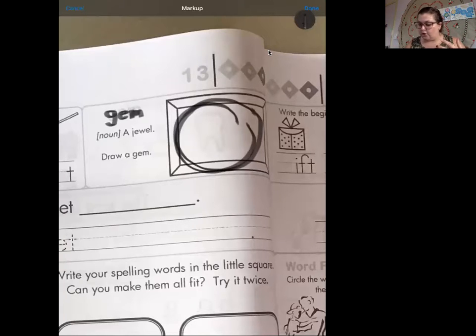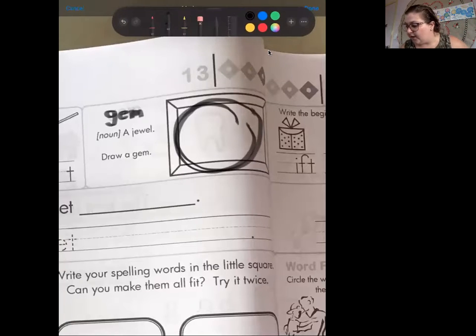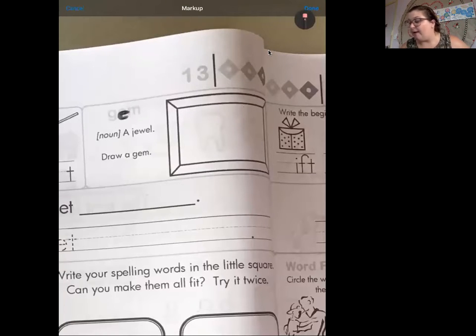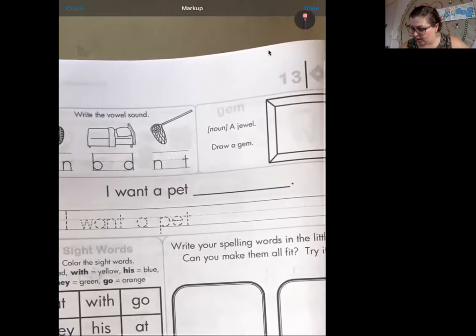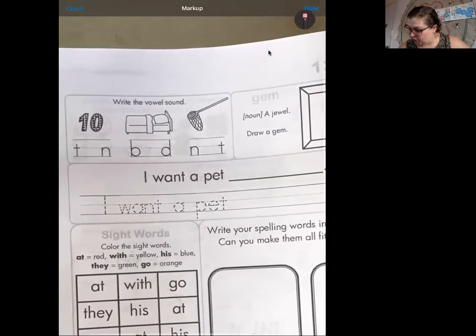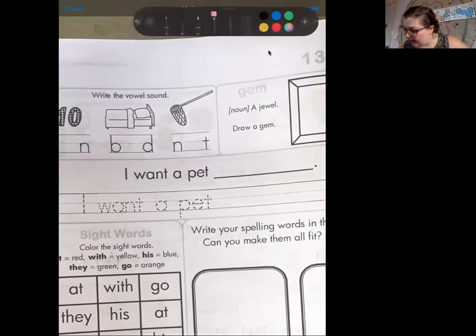Draw a gem here. So use your colors. Use your reds. Whatever color you want to draw. It can be a red gem, a blue gem. That would be a sapphire. So do that, and I would actually do that last. When you finish doing all the work with me, come back to this one. Okay? So next one. I want a pet.